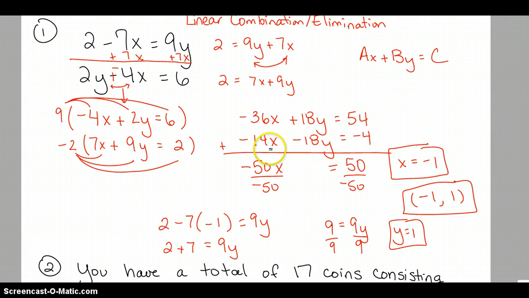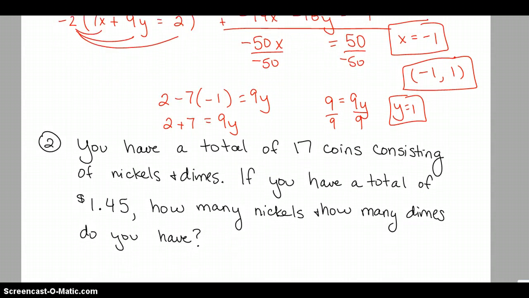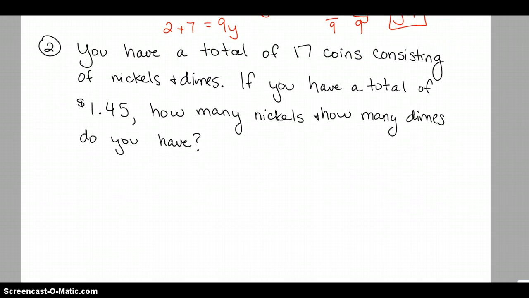So just a quick recap, make sure it's lined up nicely. Once it is, eliminate either an x or a y by making them opposites of each other. Alright, let's do a coin problem. You have a total of 17 coins consisting of nickels and dimes. If you have a total of $1.45, how many nickels and how many dimes do you have?